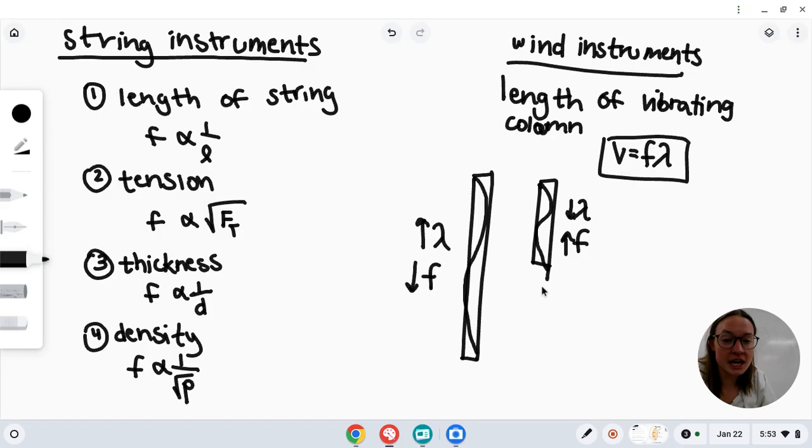So you see that we build string instruments so that we can change their resonance frequency by changing the length of the string. We build our wind instruments so that we can change their resonance frequency by changing the length of the vibrating column. And then we can play any note that we want to, and we can organize those notes in such a way as to create music.